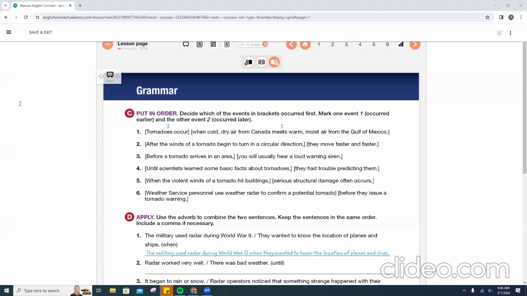Okay, so the first one would be this one, and the second one would be this one. So first, the tornado begins to turn in a circular direction. That means it starts spinning. Once it starts spinning, it starts moving faster and faster. So go ahead and do number 3, 4, 5, and 6, please.